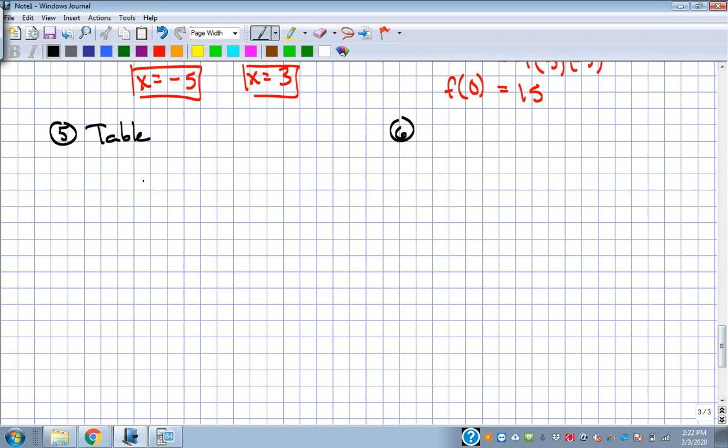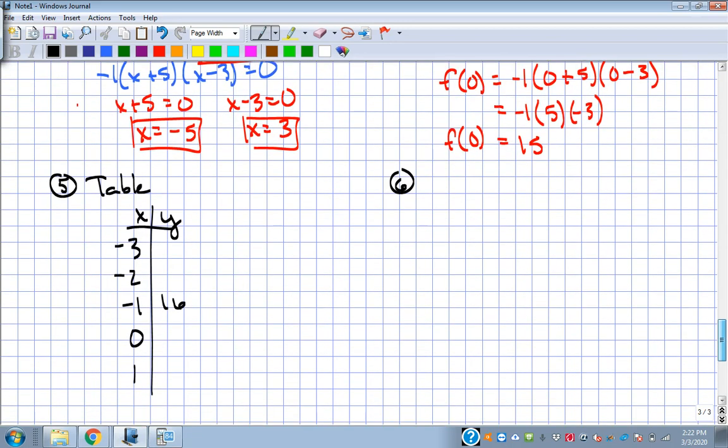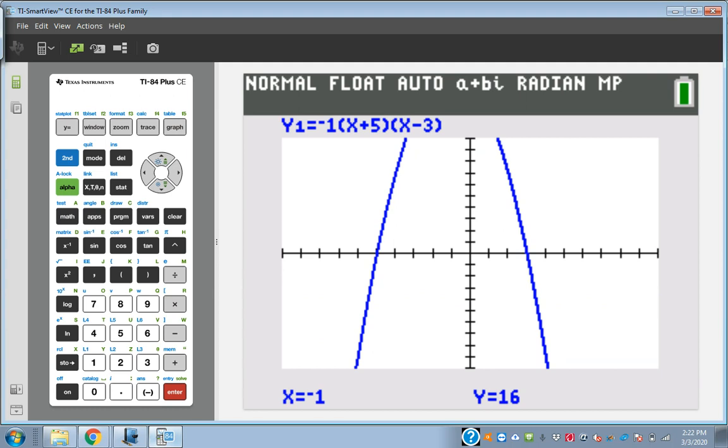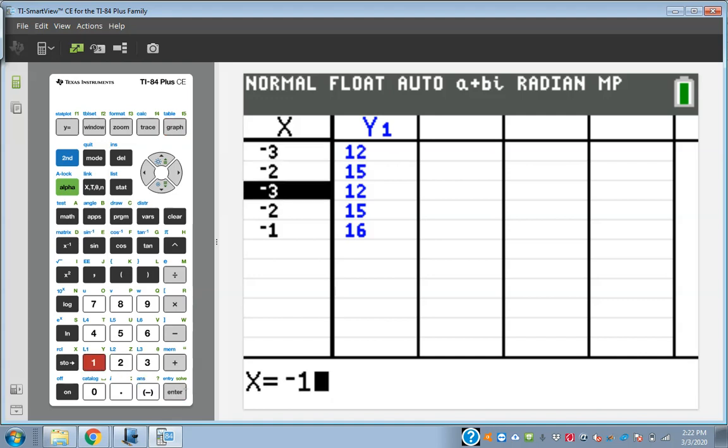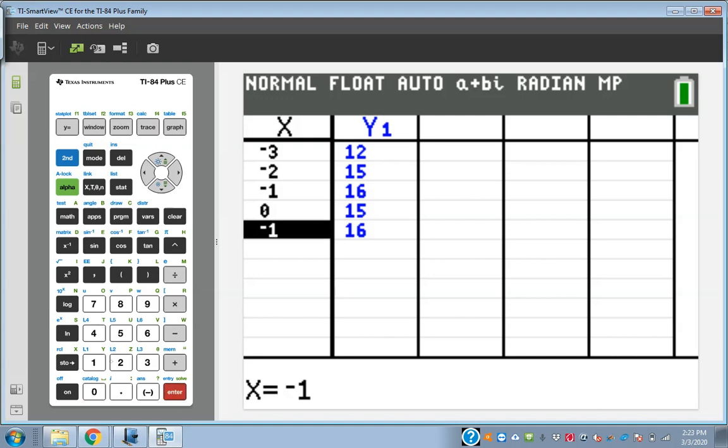So what I want to do now is make my table, since I now have the vertex. I'm going to put it in the middle, -1, 16. I'm going to go to the left, so that'd be -2 and -3. To the right would be 0 and 1. I'm going to use my calculator to help me build that table. I'm going to hit second graph, and I'm going to type in those values. -3, -2, -1, 0, +1. 12, 15, 16, 15, 12.